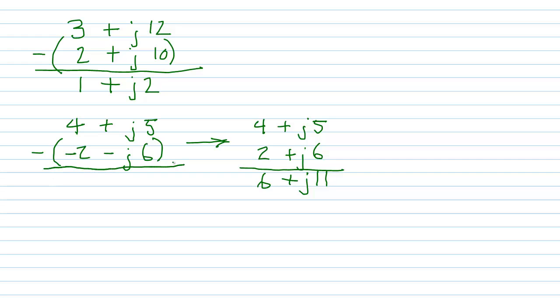Going back and looking at this, 4 minus a minus 2 is 6. Although that's a convoluted way to get there, and it confuses me. That's why I like to do it this way. J5 minus a minus J6. Remember, subtracting a negative is like adding a positive: 6 plus J11. If you don't have a problem with that kind of sign manipulation, good for you.